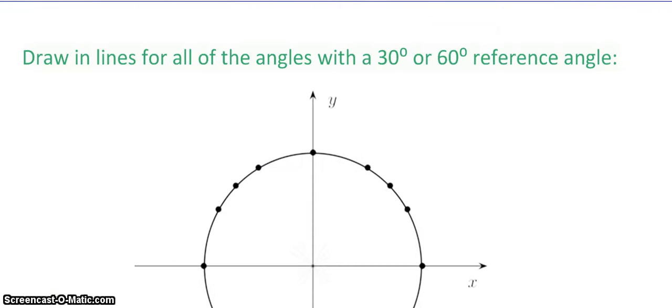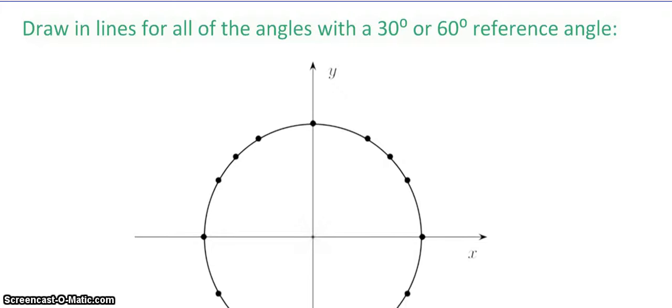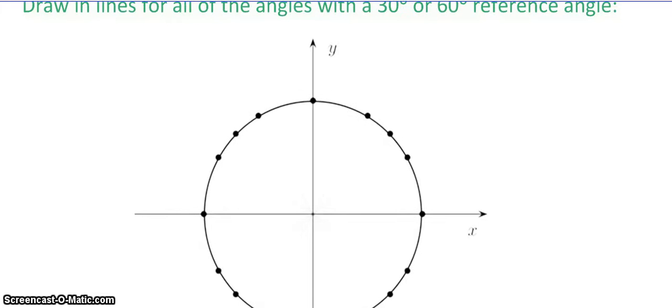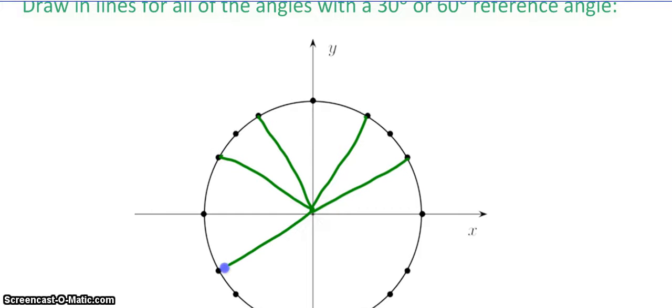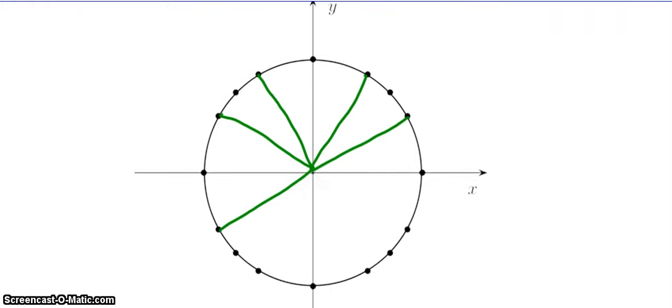Alright, let's see what happens here. So now we're going to draw in the lines for the 30 and the 60 degree reference angles. This time we're going to ignore the 45 degrees. So I've got this, and I got this, I got this, and I got this, and this, and this, and this, and that. Very good. Nice work, team.